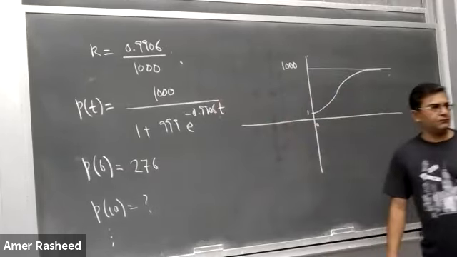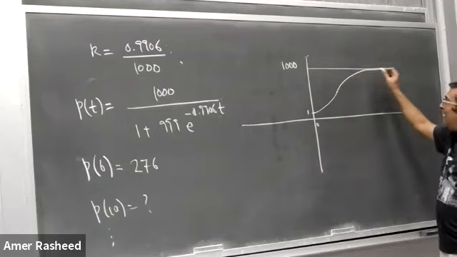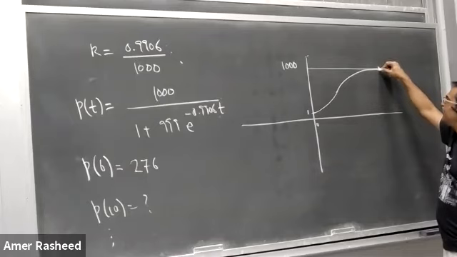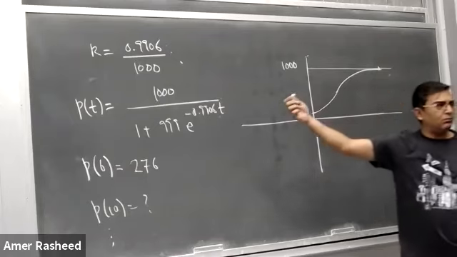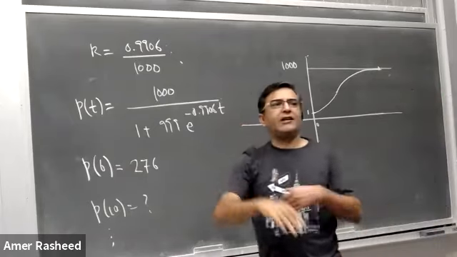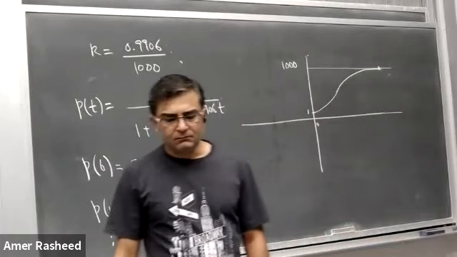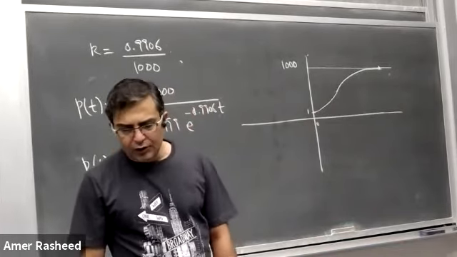Because after this middle point, growth is increasing, but the growth rate is decreasing. Okay, at this point, when the carrying capacity reaches, the growth rate becomes 0, because there are no further people who could be infected. I hope you get it. If you have any question, you can ask me.